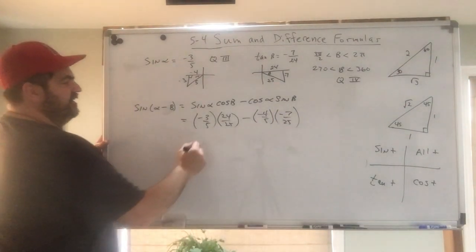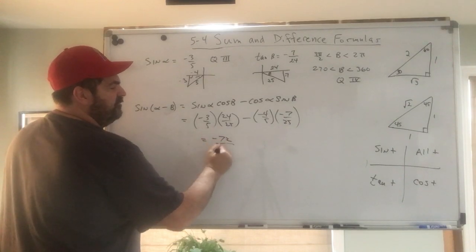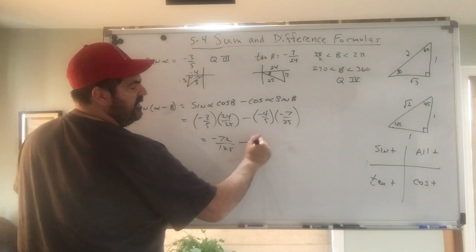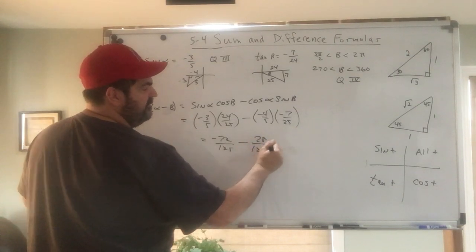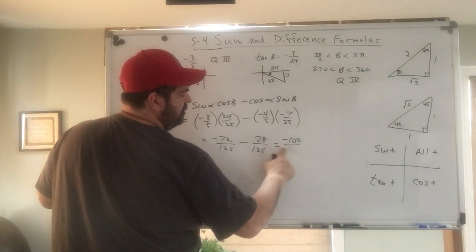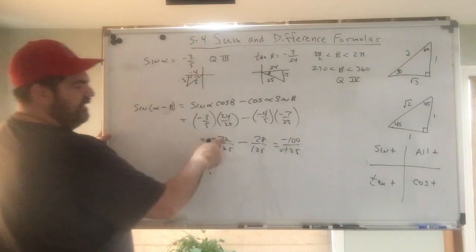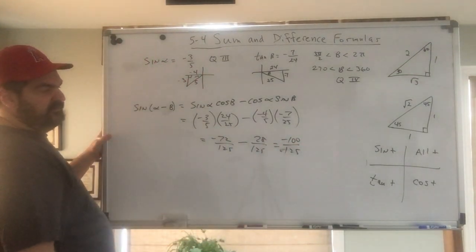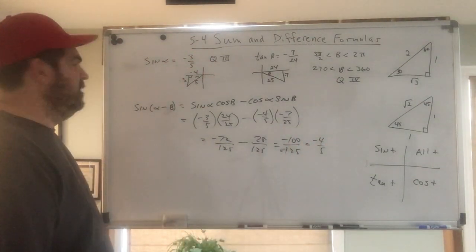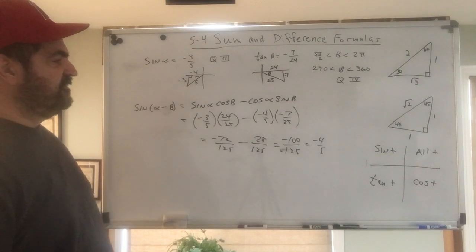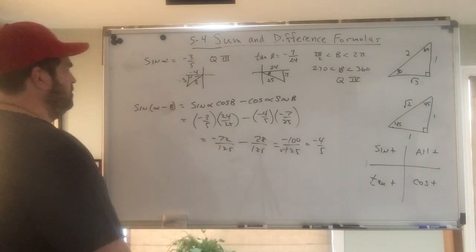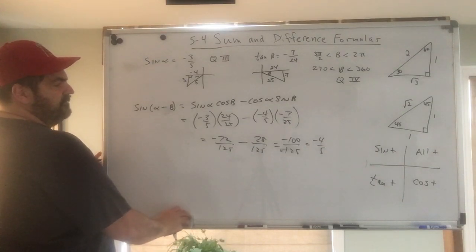All right, I can multiply these together. I get -72/125 minus, and I've got a negative times a negative, so positive 28/125. And I get -100. Whoops. So I've got -72 minus 28, so that's -100/125, which actually reduces to -4/5. All right, so that's sine of alpha minus beta. Sometimes it doesn't clean up and reduce that nicely, but hey, that's what it turns out to be.